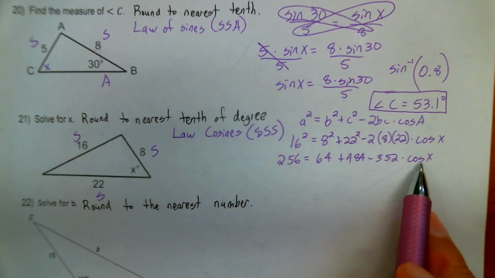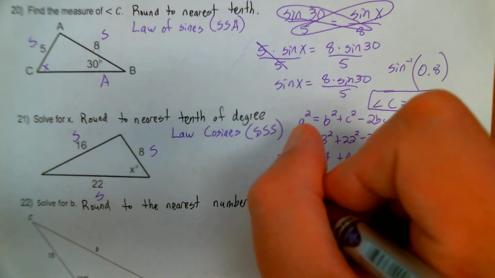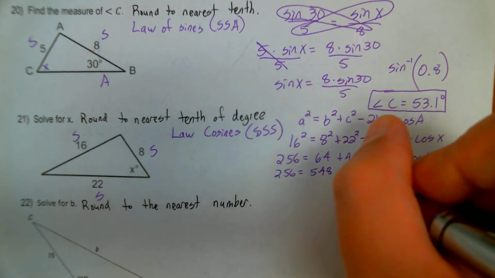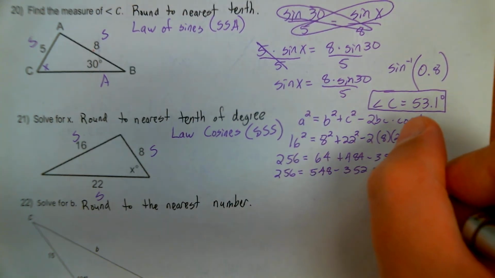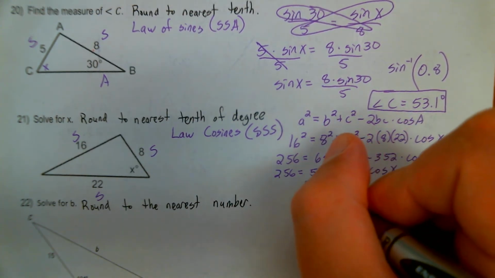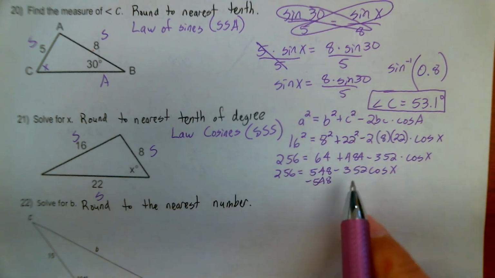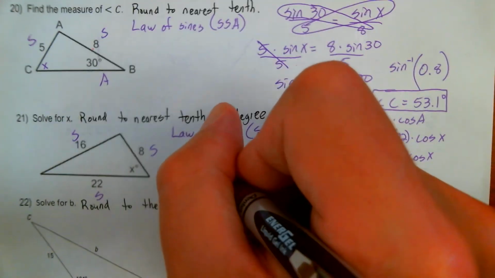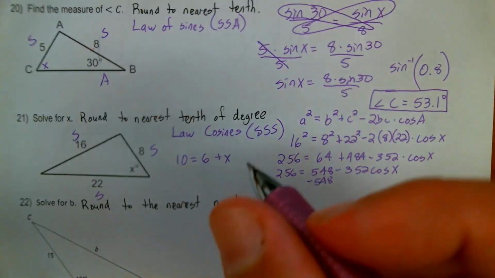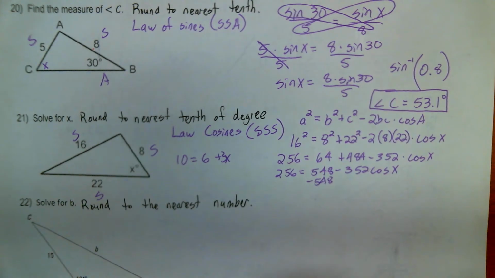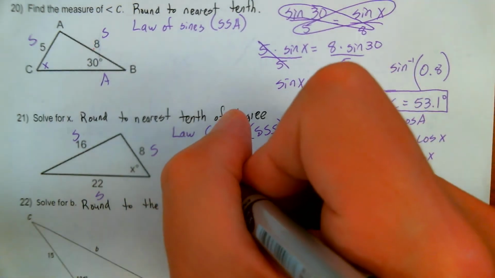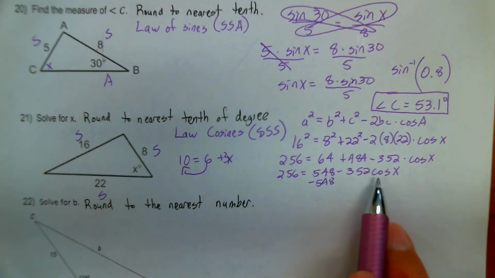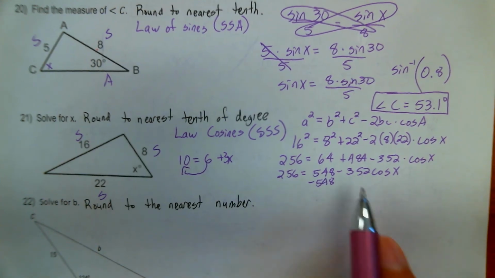Okay, we need to get cosine of X by itself, so let's simplify this. If I add those together, that becomes 548 minus the 352 cosine of X. Let's move the 548. I always have to think about this as a two-step algebraic equation. If I had 10 equals 6 plus 3X, what would you do first? I got to move this 6 to the other side before I divide by 3. It's the same thing here. I got to move this guy to the other side before I divide by the negative 352.